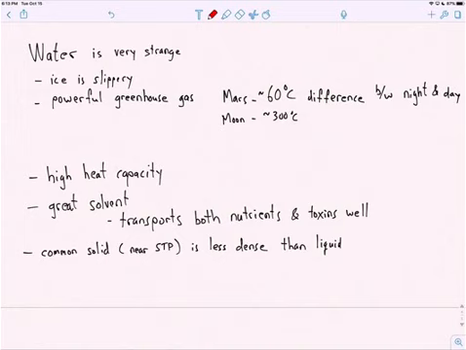Also, I mentioned this before. The common solid near standard temperature and pressure, the alpha ice, ice one, is less dense than the liquid. So usually when you see a solid and a liquid, the solid is more dense and it sinks. So water is the weird thing here. You think it's so common, ice floats, right? Everything should float.